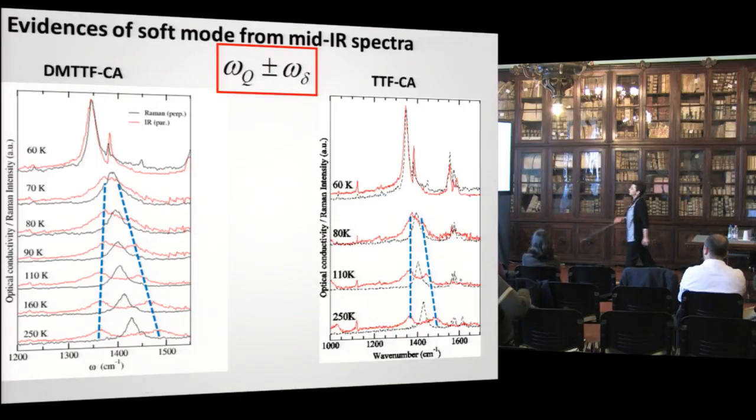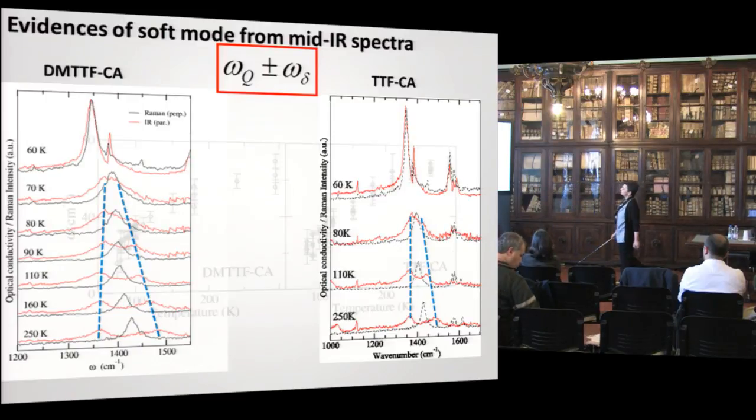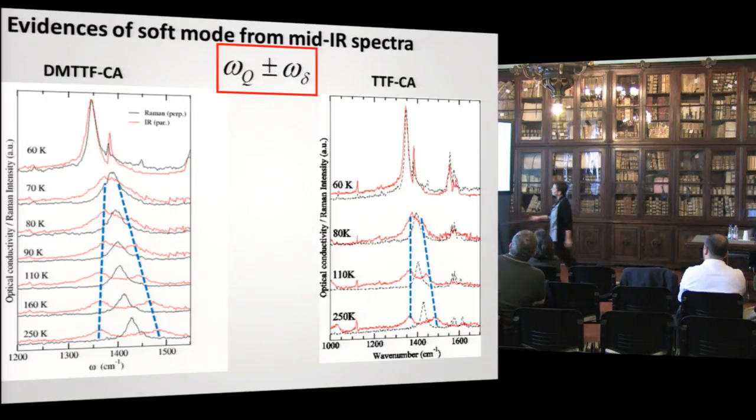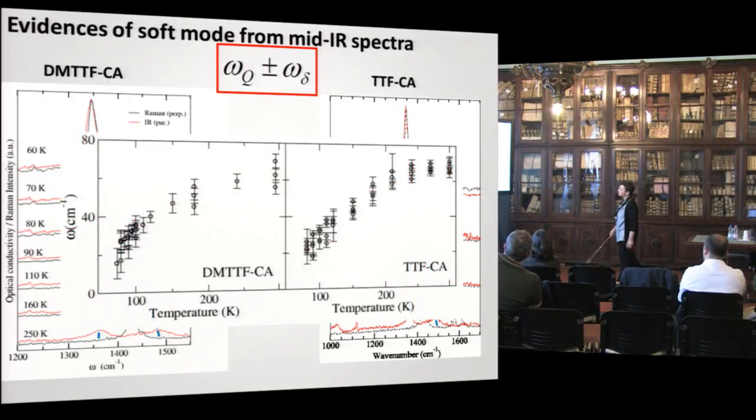This is dimethyl TTF chloranil. The same occurs in TTF chloranil. There is a result I want to show because I'm very happy about this result, of course. From the analysis of the spectra, I can get information about the frequency of the lattice mode in the far infrared region. So it goes from 60 to 20 centimeters to -1 or something similar.